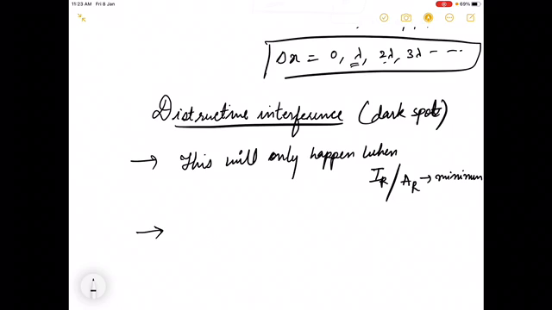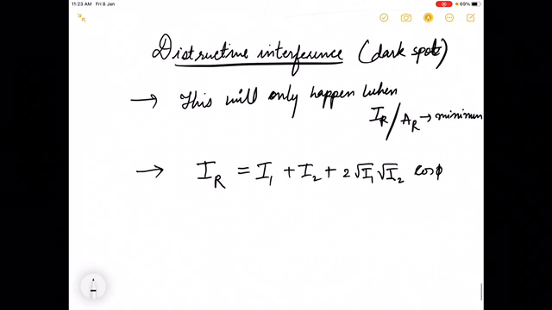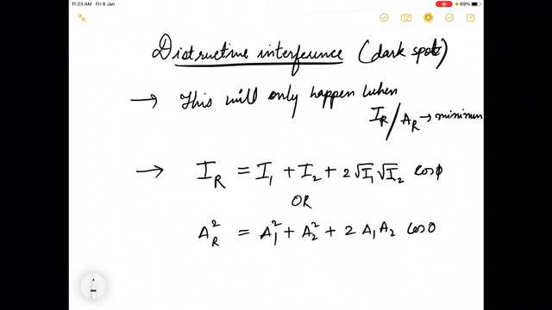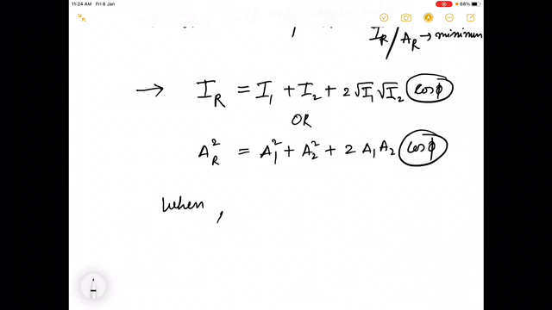So if that is true, I can write my IR, we already know, as I1 plus I2 plus 2 root of I1 root of I2 cos of phi, right? Just like we did in the previous case. Or we can always talk about amplitude. AR square is equal to A1 square plus A2 square plus 2 A1 A2 cos of phi. Yes or no, right? So you will get destructive interference when the value of cos phi is minimum. Yes or no? You can write cos phi is minimum, that is equal to -1.